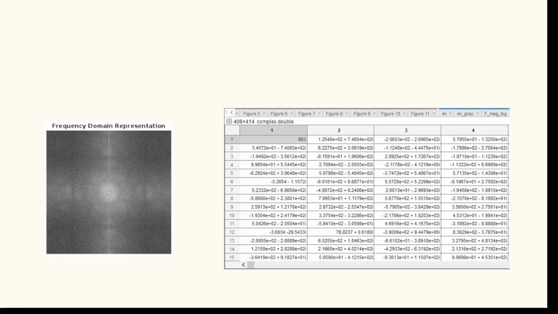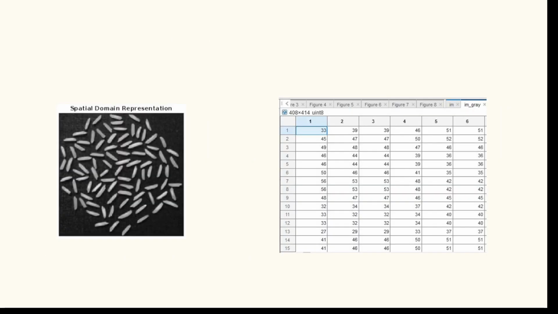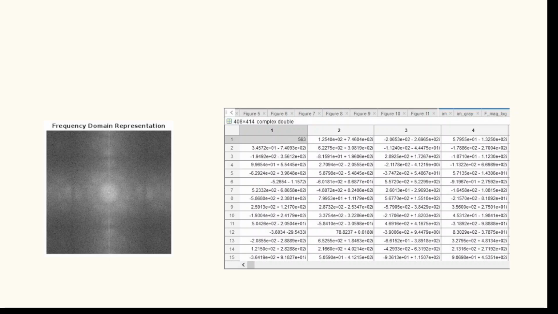Now, if you see this image, this is the frequency domain representation of the previous image that we have seen. Here we have seen the image of a rice grain that is represented in spatial domain. The same image in frequency domain will be represented in this way. And we can also see the value associated with each of the converted pixel values given here. In the right side table, we can see the value associated with each frequency domain component corresponding to the pixel values.